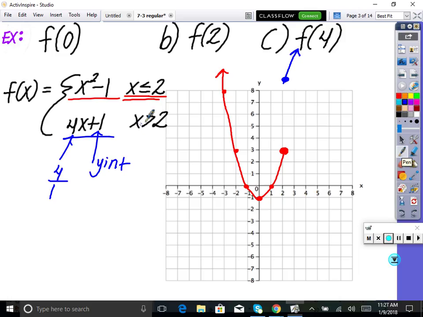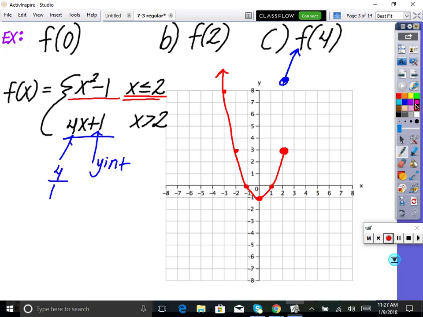Okay, so now greater than 2, but not including 2. So I've got to go over to 2, find the function, and open up the circle. Does that make sense? Now look, does it pass the vertical line test? Yes, because at 2, it's a closed circle, open circle, and it continues onward. Everybody good with that? Okay, in the last 3 minutes, this is the easy part.